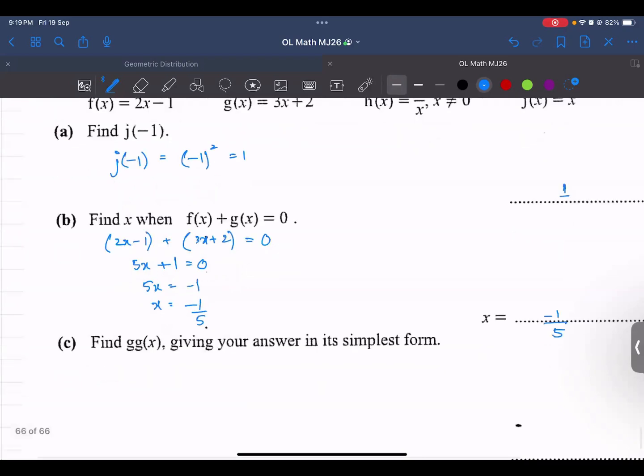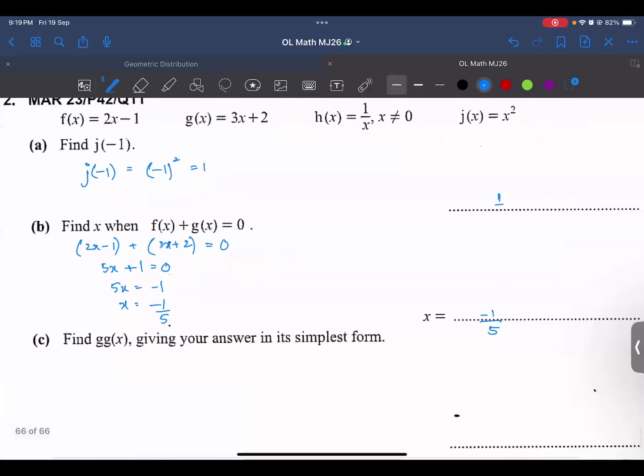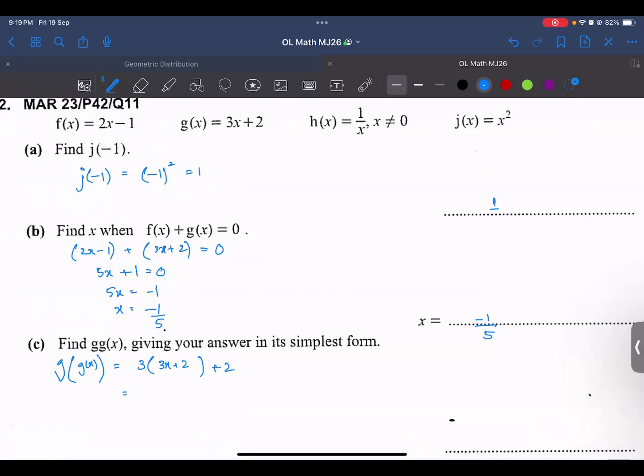Good. Then they're asking you to find ggx. So input the function of g inside the g again. So the function is 3 times x plus 2, and instead of x, you will write the g function again, 3x plus 2. Okay, and then you will expand. So 9x plus 6 plus 2, 9x plus 8. This is your answer.